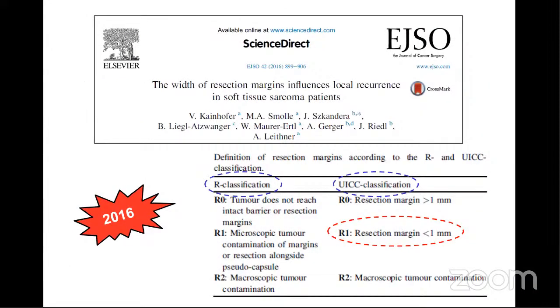Then in 2016, the seminal paper which spoke of the UICC classification and compared it with the classical R classification that we all use, where R0 is clear margins, R1 is microscopic, and R2 is macroscopic. But they said that only if your margin was greater than 1 millimeter was it R0. If it was less than 1 millimeter, it would be R1.